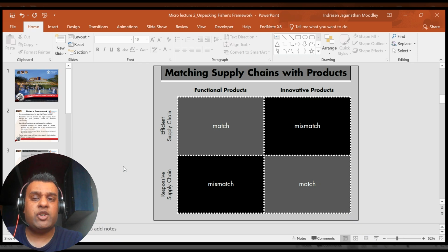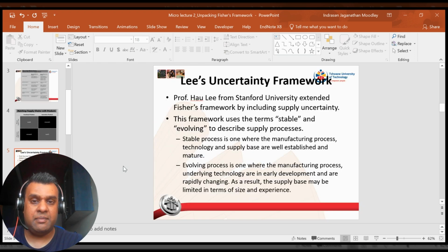When it comes to functional products, they match very nicely with an efficient supply chain due to the low uncertainty and relatively low margins. On the other hand, innovative products fit in with a responsive supply chain due to the opposite. They've got higher margins and a higher level of demand uncertainty.